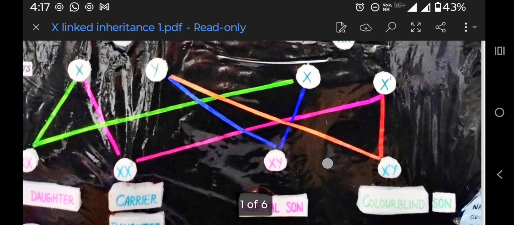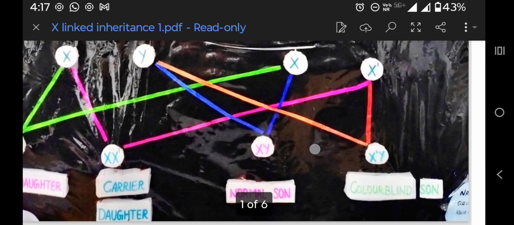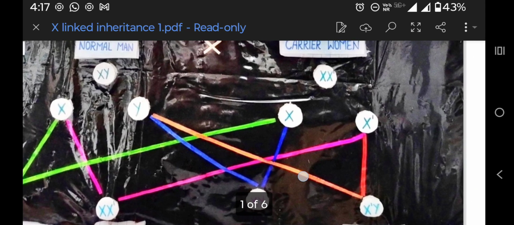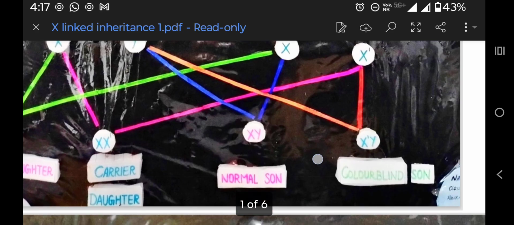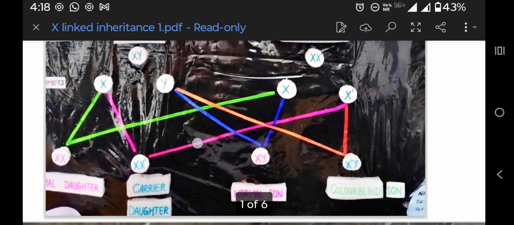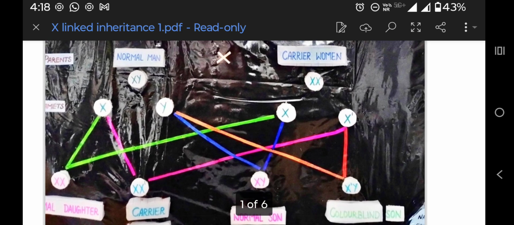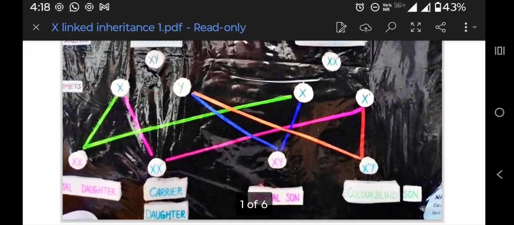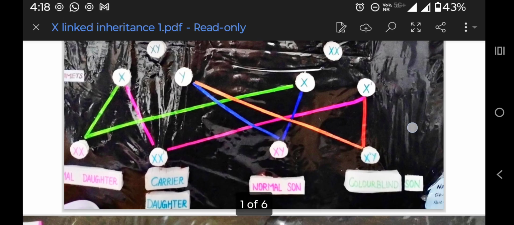Why color blind? Because he has taken the X chromosome from the defective one and Y from the normal one. So even though the male parent was normal, because the mother was a carrier, the next generation son will be a color blind son. You can see that the characters are transmitting from the male to the daughter and from the female to the son. This kind of transmission is named crisscross inheritance. Not moving to the same sex but moving to the opposite sex.